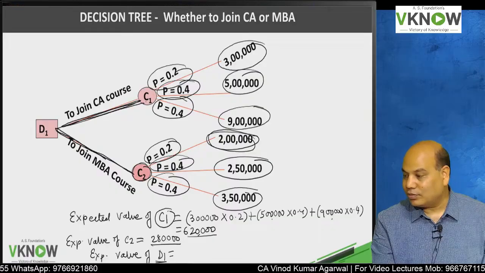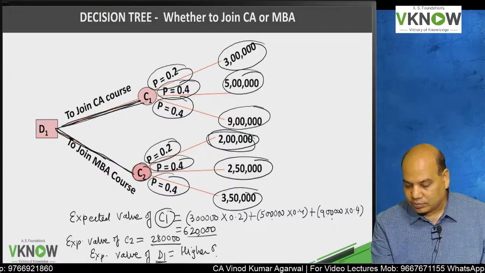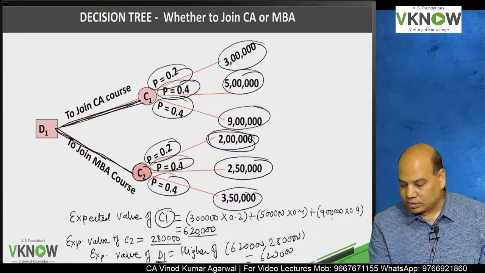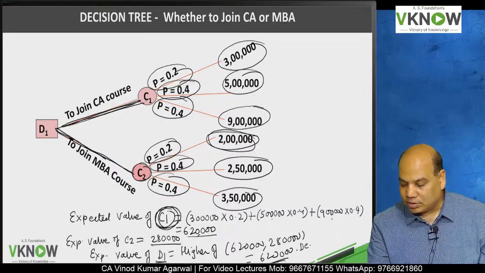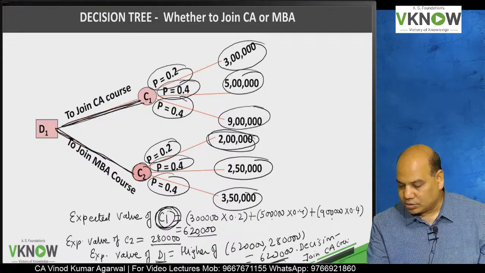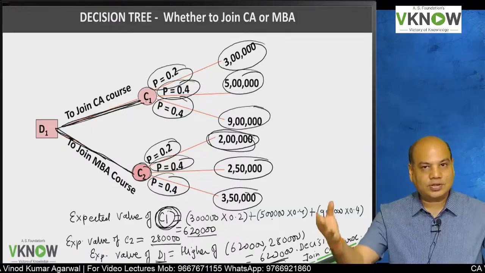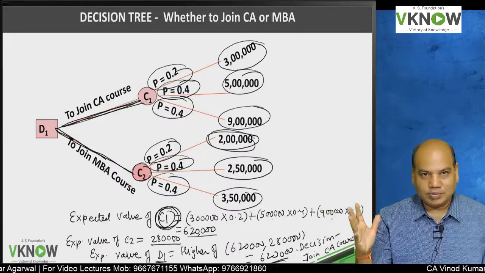So what will be the value of D1? The value of D1 will be higher of 6,20,000 and 2,80,000, which is 6,20,000, and 6,20,000 is the value of C1. So my decision, write down decision, join CA course. And this way I was able to tell the student that, dear student, see, this is how we have taken the decision only on the basis of numbers.